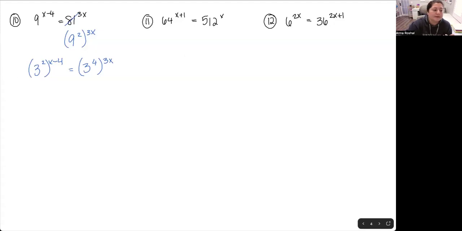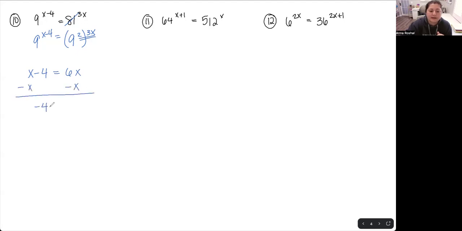Okay, so I'm going to go ahead and erase this because we don't want to do this kind of problem. So now I have this as 9 to the x minus 4. So I've got x minus 4 equals 6x, minus x on both sides. Negative 4 equals 5x. Divide by 5. X is negative 4 over 5. Ta-da! We've got it.